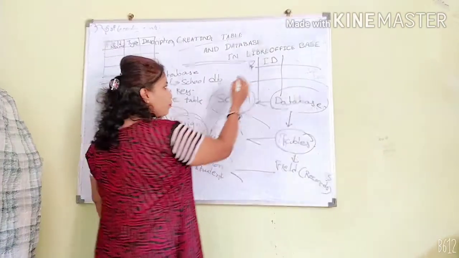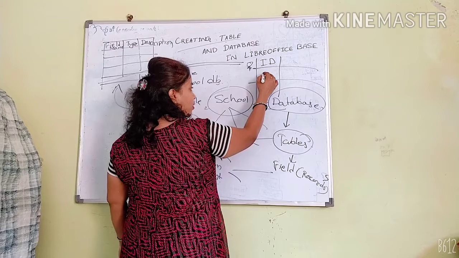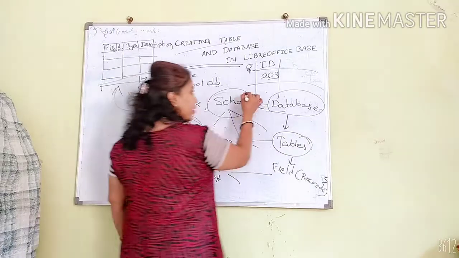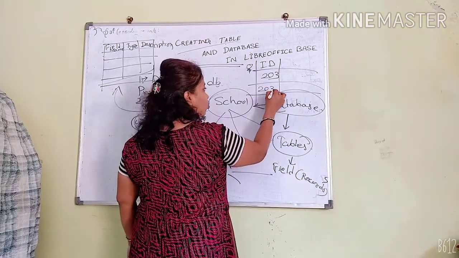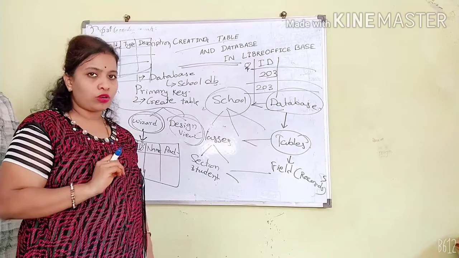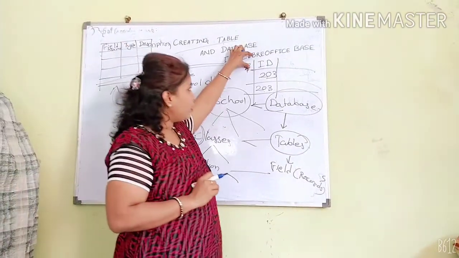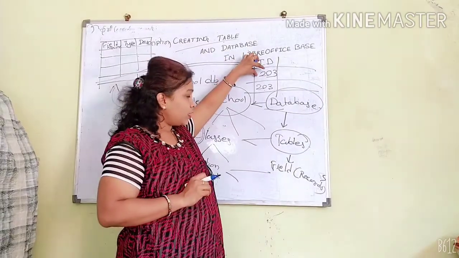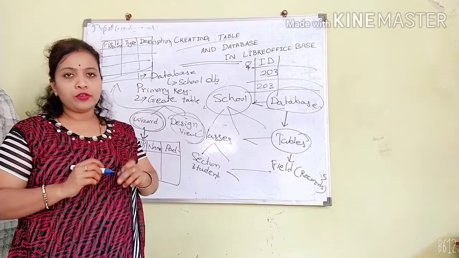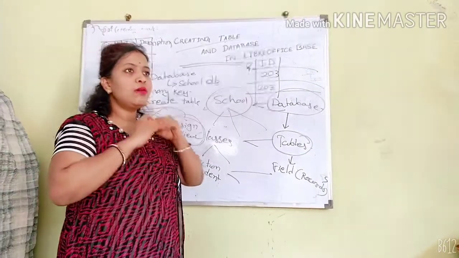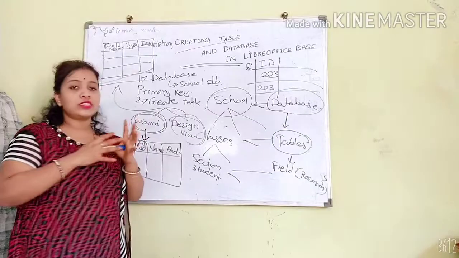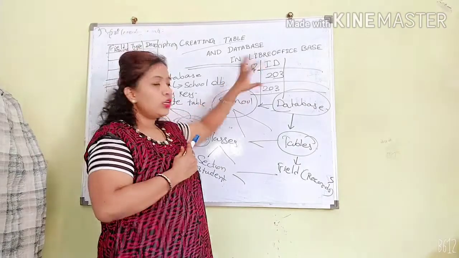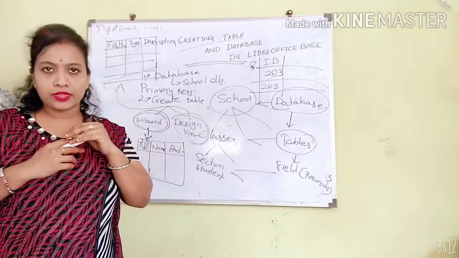For example, when I put an ID here and make that a primary key, whenever I put an ID value like 203, I can never repeat that 203 again. It shows that something is going wrong. That means when I make a field a primary key, I must put a unique value. This is the main importance in a relational database management system, through which we can relate our tables.